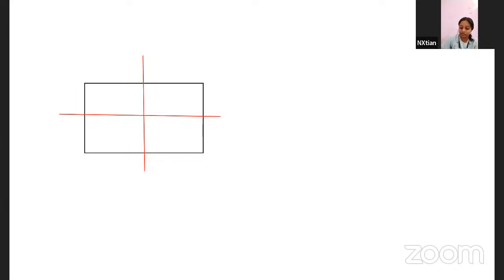Let's write the definition. Do we need to draw the diagram? Yes, you can draw the diagram.